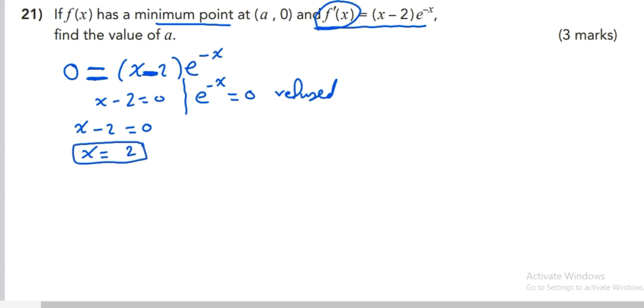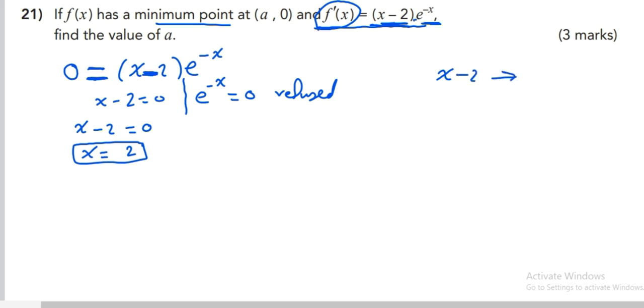Third step, we have to find the second derivative and substitute this value to know whether this point is a maximum or minimum. Here, this is the first derivative. So to find the second derivative, we have to differentiate one more time. Here, this expression is written in the form of multiplication, so we'll use the product rule.